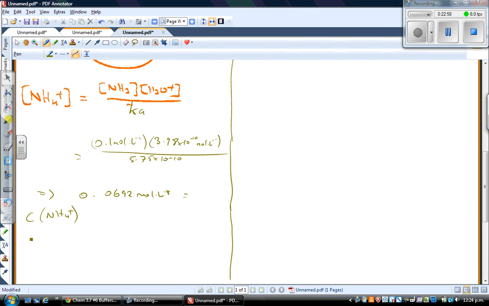To get concentration into moles, we need to use two triangles now. We have concentration equals moles over volume, and it's a little bit small, I'll make it bigger.